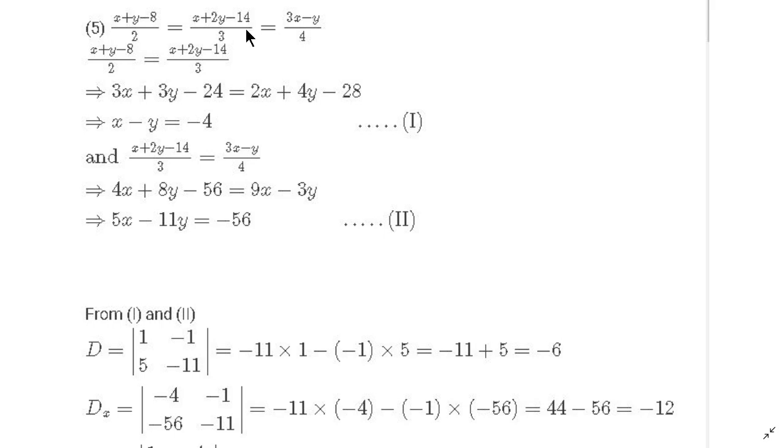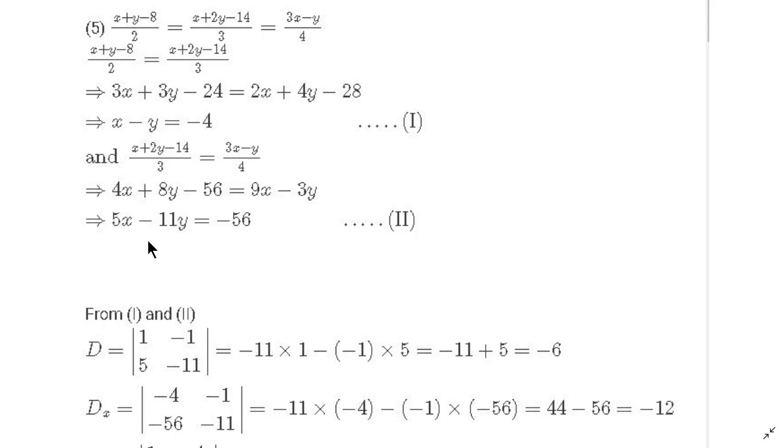Now take these two. x plus 2y minus 14 upon 3 is equal to 3x minus y upon 4. These are the remaining two terms we have to consider. Now, similarly, just cross multiply them and find out what is the equation.